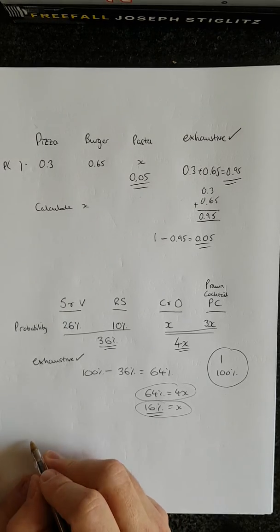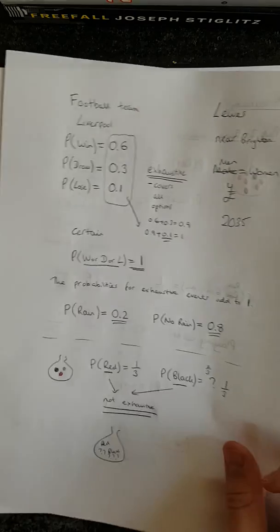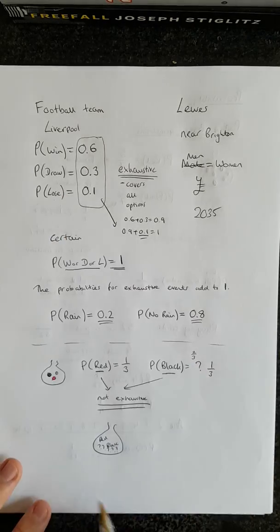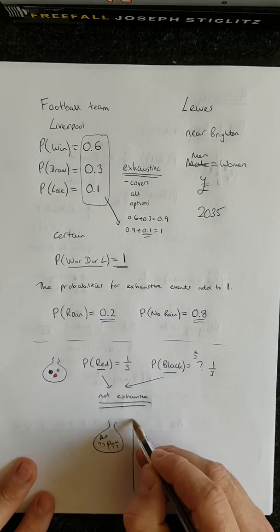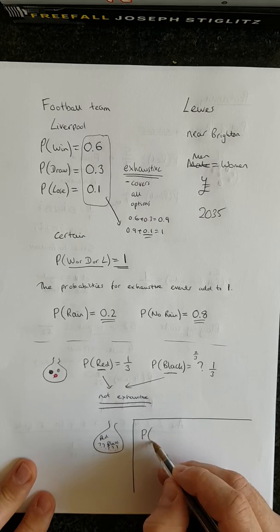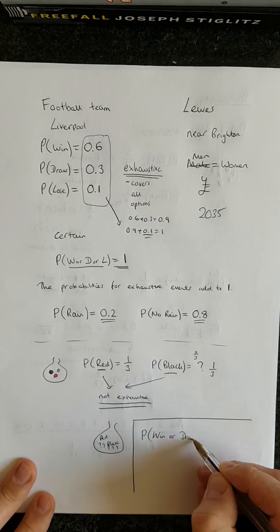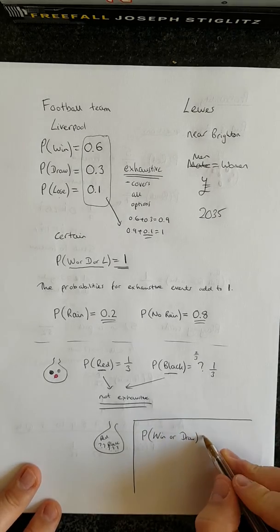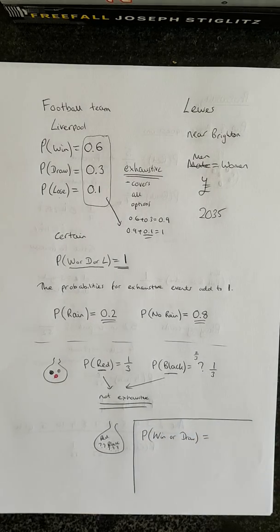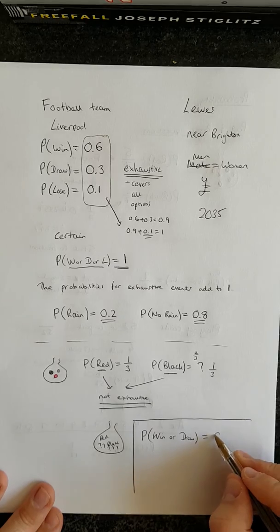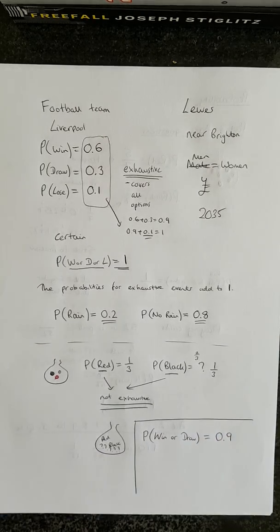So you've done well here. I want to take you back to the Liverpool example for a minute and use this space down here. The probability Liverpool win or draw is what? Well, it would be 0.9.